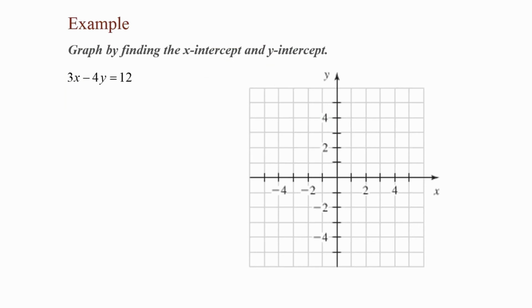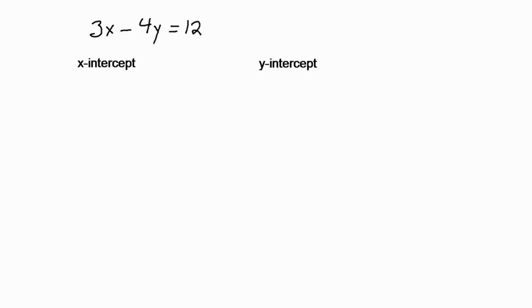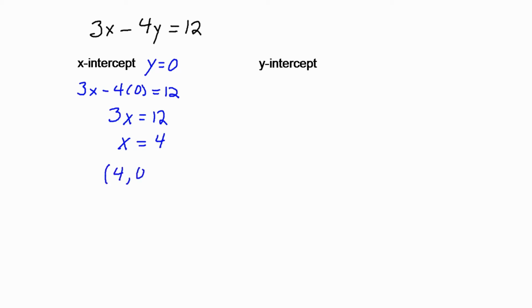So we want to graph 3x minus 4y equals 12 by finding the x and y intercept of the graph. So to find the x-intercept, we're going to let y equal 0. So 3x minus 4 times 0 equals 12 becomes 3x equals 12. Divide both sides by 3, and x equals 4. So our x-intercept is 4, 0.